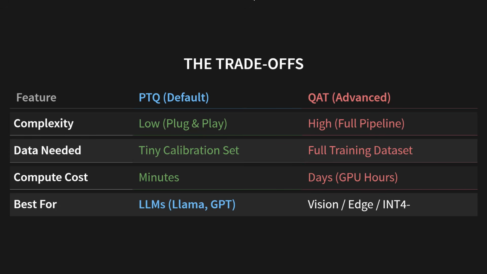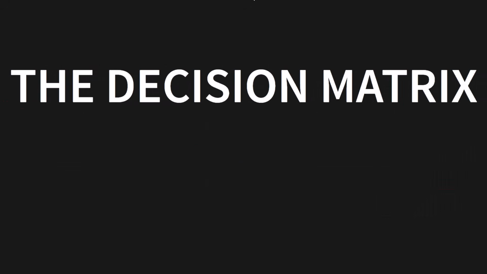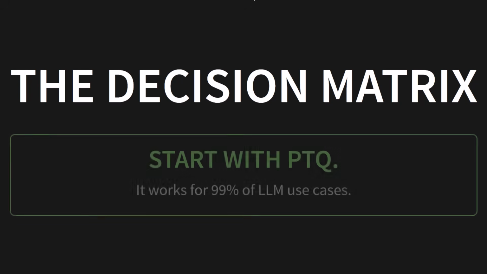So when would you use them? PTQ is best for basically all modern LLMs, like Llama or GPT. QAT is usually reserved for older computer vision models, or for pushing models onto tiny edge devices, especially if you're going all the way down to int4. This brings us to the final decision matrix. And it's incredibly simple. Start with PTQ. Seriously, it works for 99% of LLM use cases. It's faster, cheaper, and with modern methods, it's just as good. Only if you hit that 1% edge case where performance drops should you even consider QAT as a backup plan.